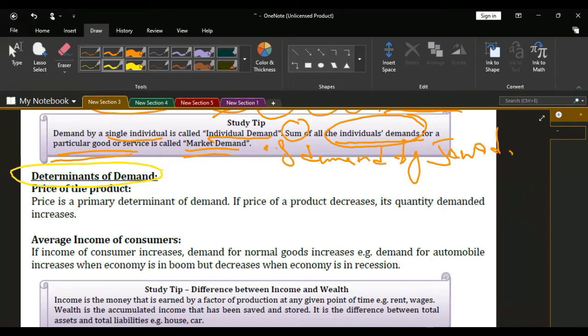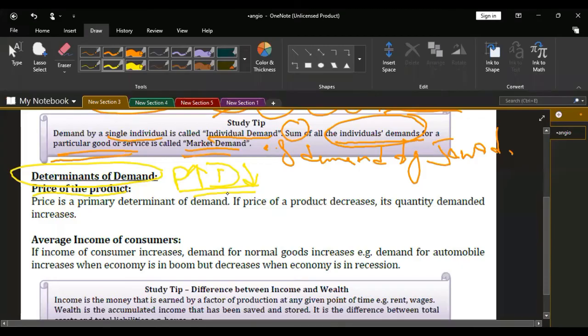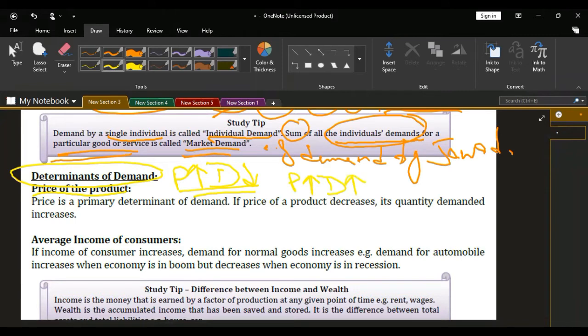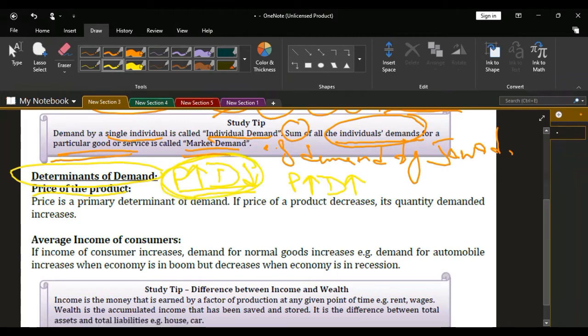So first is the price of the product. If the price of the product increases, its demand decreases mainly. But in case of inferior goods, when the price of a commodity increases, its quantity demanded also increases. So it depends upon the type of the good, whether it is a normal good or an inferior good. In majority, the goods are normal goods and some of the goods are inferior goods.